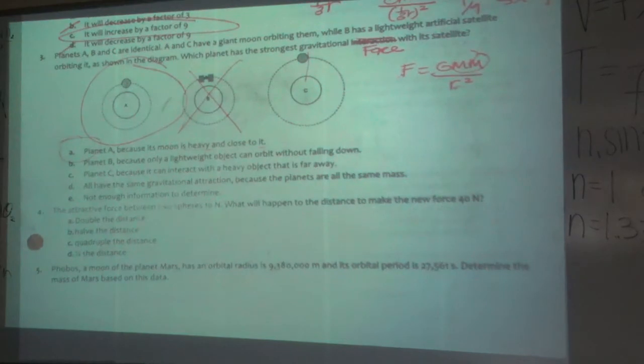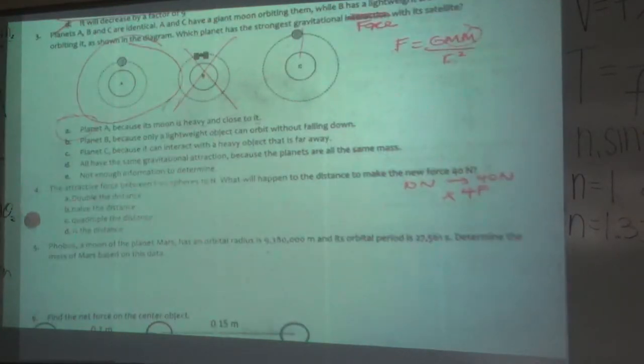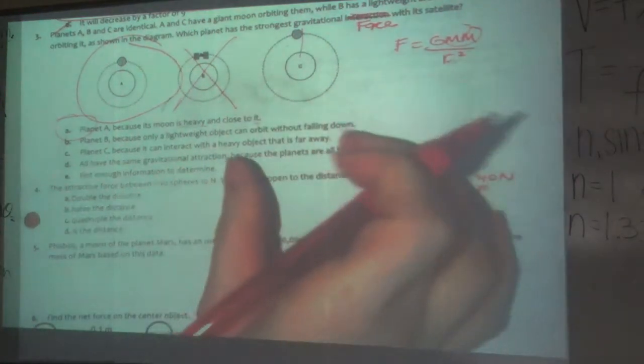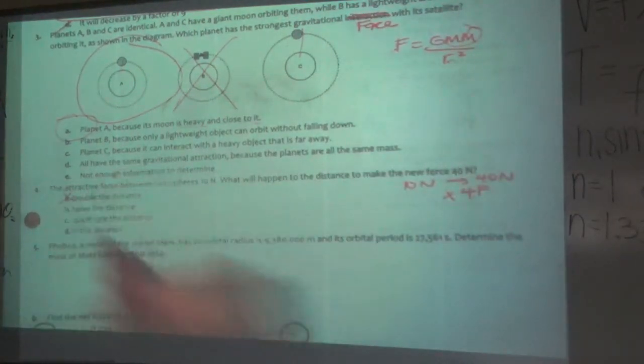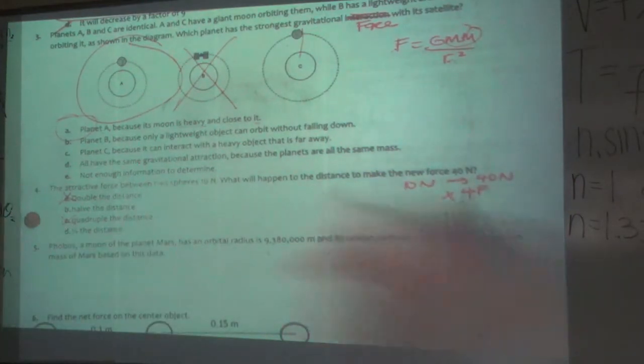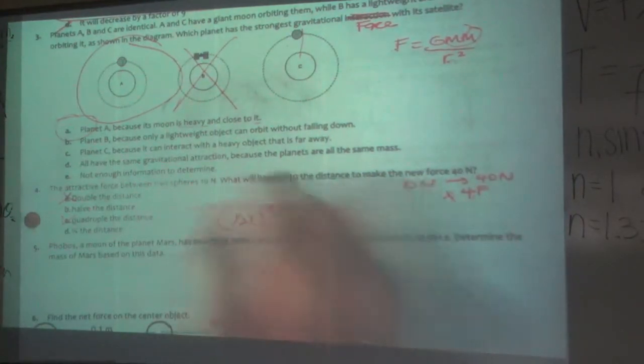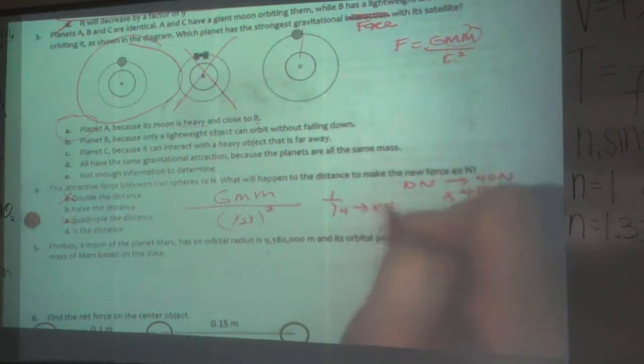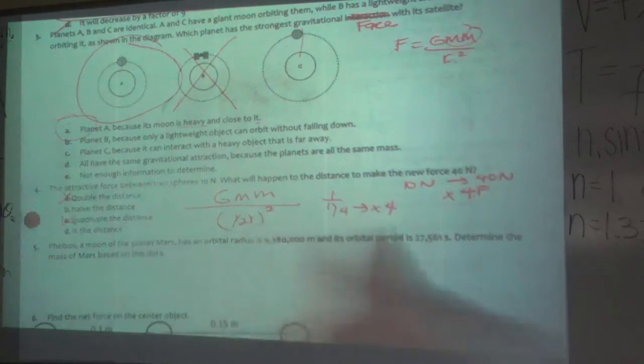The attractive force between 2 spheres is 10 newtons. What would happen to the distance to make the new force 40? So I'm going from 10 newtons to 40 newtons, so I'm getting times 4 for my force. We know if we want a bigger force, we're going to have to get closer together. So decrease the distance, we cross out A and C. I want 4 times the force. If I do 1/2 the distance, that would be 1 over 1/4, which would then be times 4. So I would halve the distance.